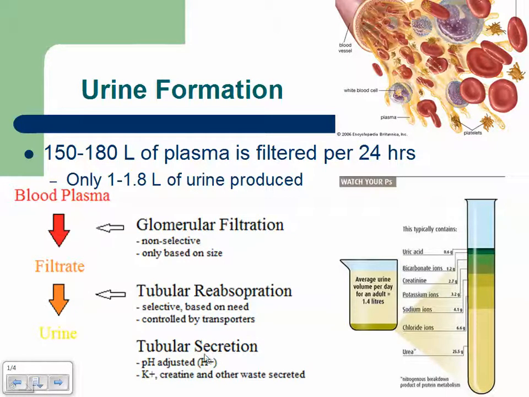The last thing that happens is tubular secretion. This is sort of a last adjustment to make sure our acid and base levels are okay. And things like potassium and creatine that might still be in our blood but that we want to excrete as waste get forced into that urine.